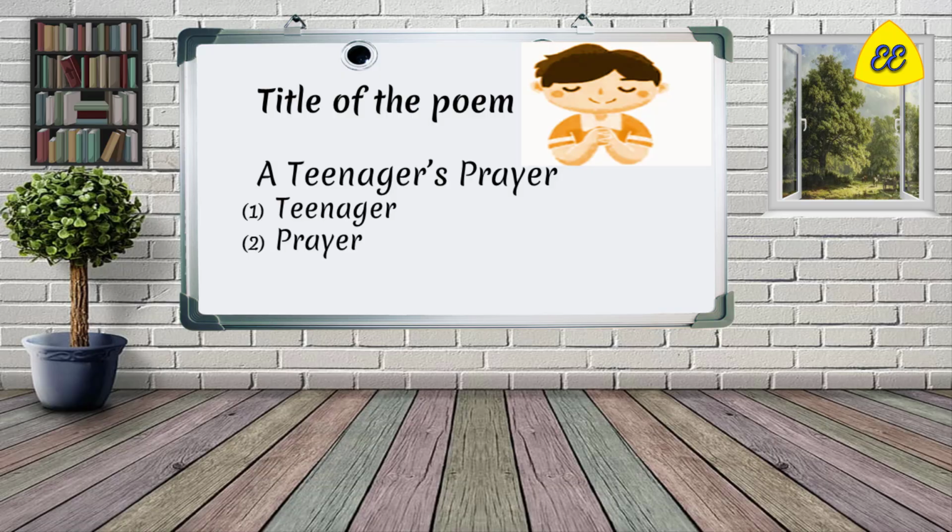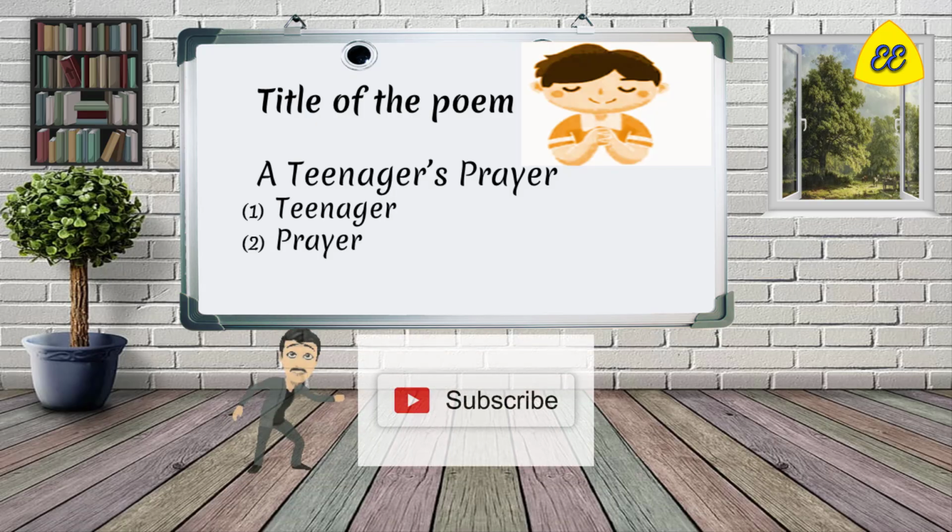Look at the title of the poem. Title is one of the important parts of the poem. Most of the time, through the title of the poem, you will understand the subject of the poem. Look at the title of this poem, A Teenager's Prayer. What do you think will be the subject of the poem? Obviously, a prayer by a teenager. Look at the two words in the title, teenager and prayer.